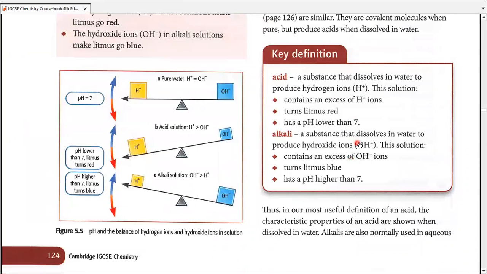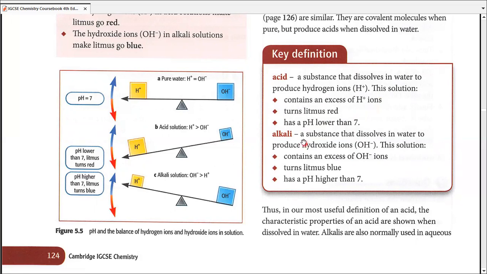Actually, the definition of the acid is present at the bottom of page 124. So we define acid as a substance that dissolves in water and produces an excess of hydrogen ions, H positive, and the solution can be defined in three ways. One, it contains an excess of H positive ions in water. Two, it can turn the blue litmus paper red. Three, it has a pH lower than 7.